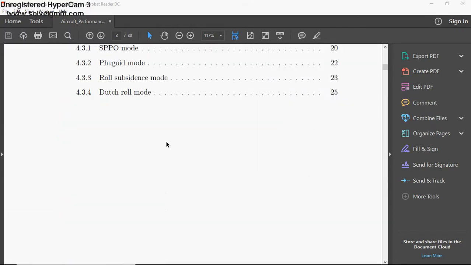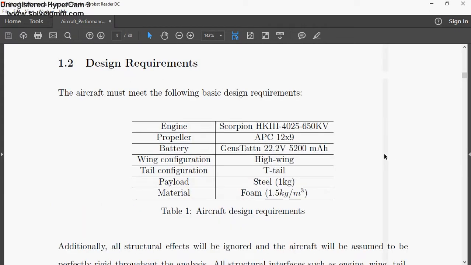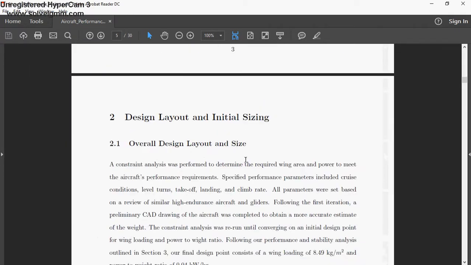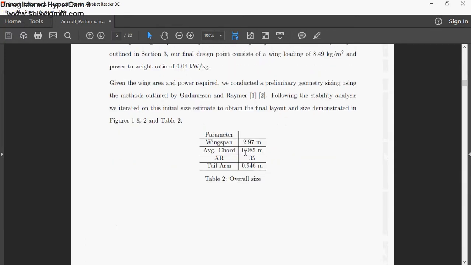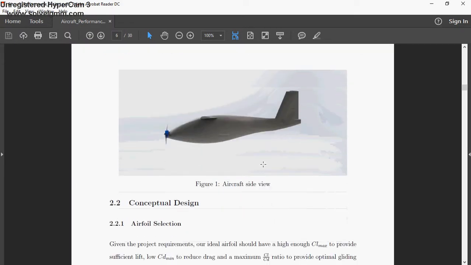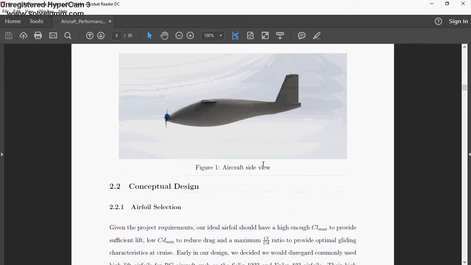Design layout and initial sizing. A constraint analysis was performed to determine the required wing area and power to meet the aircraft's performance requirements. Specified performance parameters included cruise conditions, level turns, takeoff, landing, and climb rate. All parameters were set based on a review of similar high-endurance aircraft and gliders. Following the first iteration, a preliminary CAD drawing of the aircraft was completed to obtain a more accurate estimate of the weight. The constraint analysis was rerun until converging on an initial design point for wing loading and power-to-weight ratio.